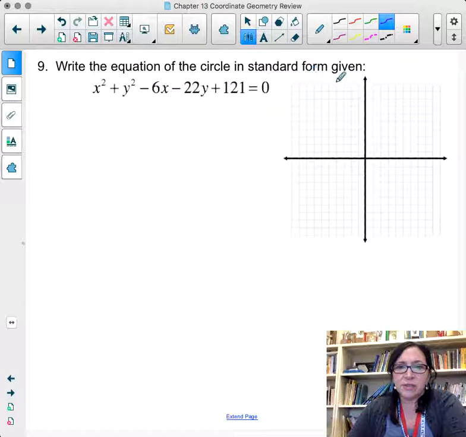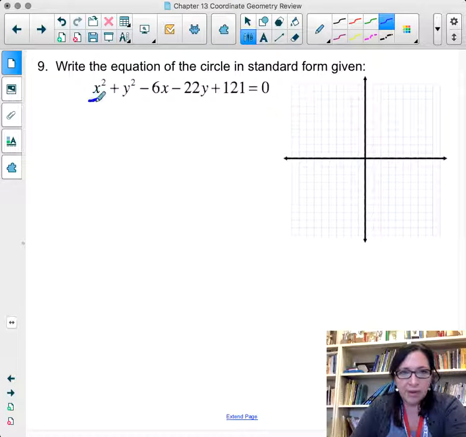Write the equation of the circle in standard form. Again, in order to do this, I noticed that I do need to complete the square because I have an x squared term and an x. So I have to complete it one time. I have a y squared term and a y. I have to complete it again. So I have two completing the squares.